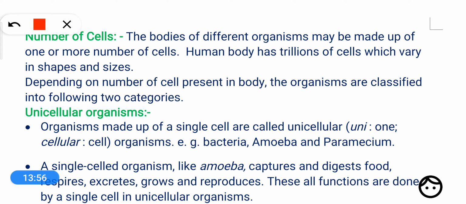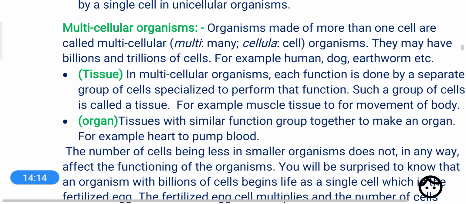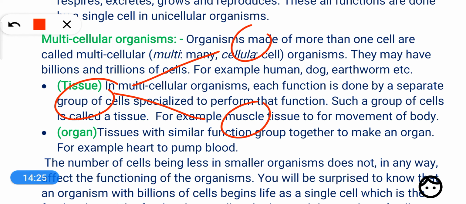Number of cells: there are two types of organisms. One are unicellular, having only one cell. The examples are amoeba and paramecium. And the most important thing is that only a single cell can perform all the functions of the organism, right? If we talk about multicellular organisms, then multicellular organisms have multiple cells in their bodies, and even they start their life only with a single cell. The single cell divides multiple times and produces a very large number of cells, and the organism becomes multicellular.